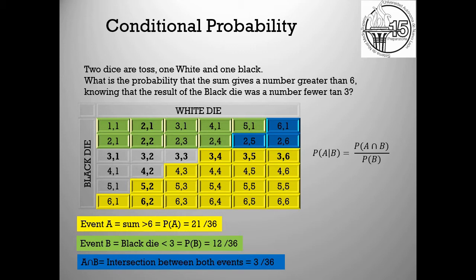First, if we check, the addition will give us a number greater than 6. We have all these results in here. If we count them, we will have 21 results out of 36. We know that on the black die we got a result less than 3, and it's in here.